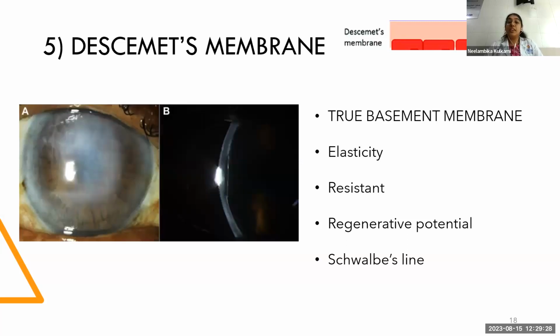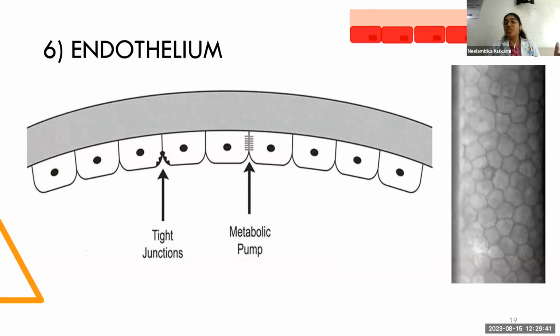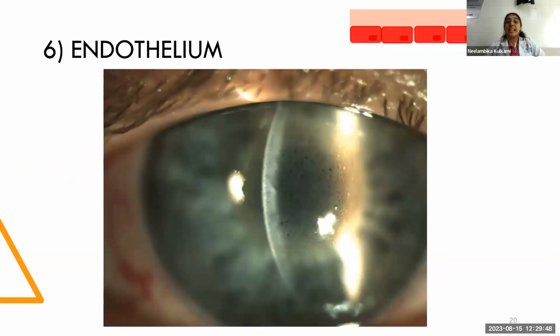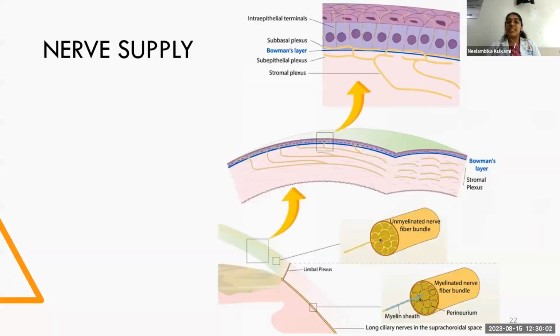If there is a tear in the Descemet's membrane, we can see the loss of elasticity. The innermost layer is the endothelial layer, which is a single cellular layer, and we have polygonal shaped cells with no regenerative potential. So if they are lost, they are lost. We can check them under specular microscopy, and a cell density of less than 500 cells per mm² may lead to corneal decompensation. As we know, the cornea is avascular, and its nourishment is achieved through the tear film, and the nerve supply is rich and is from the branches of the long ciliary nerve.